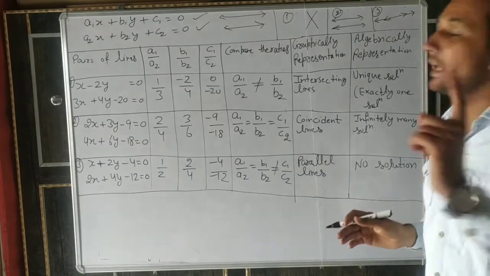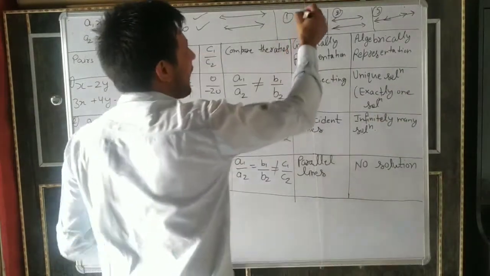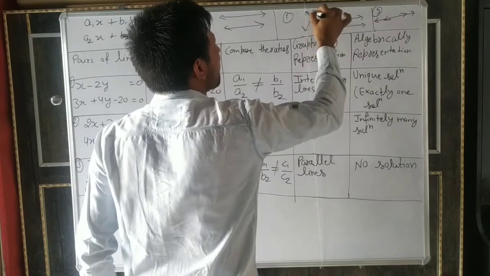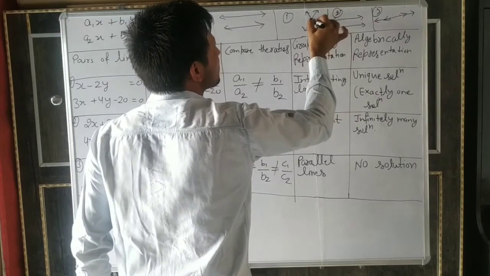Understand or not? And everyone knows when 2 lines intersect, how many common solutions? Only 1 common solution.